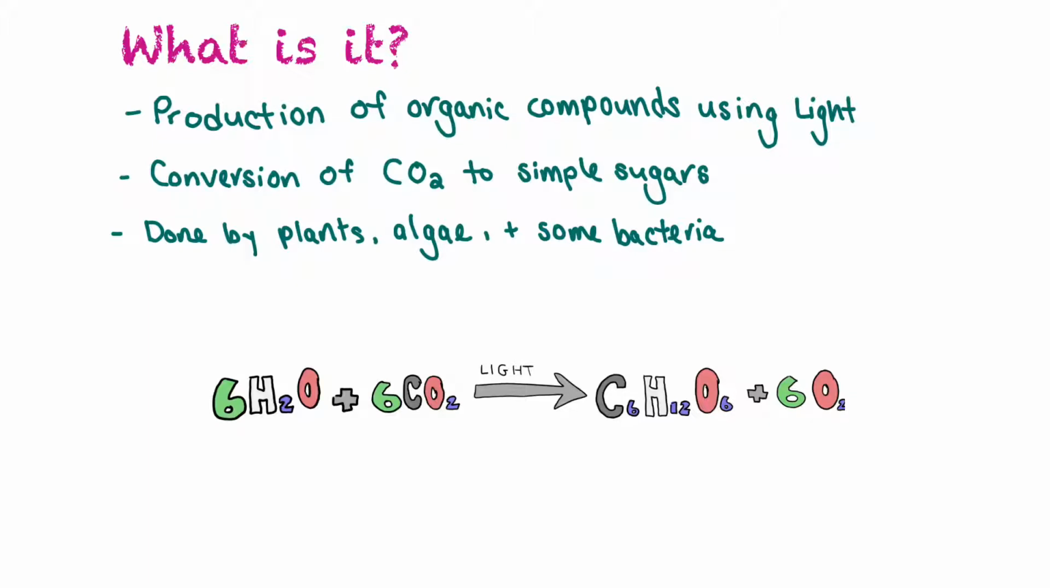Photosynthesis is the production of organic compounds from inorganic compounds using light, and it involves the conversion of carbon dioxide into simple sugars. In this process, carbon dioxide is being reduced to become a simple sugar, such as glucose. Photosynthesis is done by plants, by algae, and even some bacteria. Cyanobacteria are examples of bacteria that can perform photosynthesis.